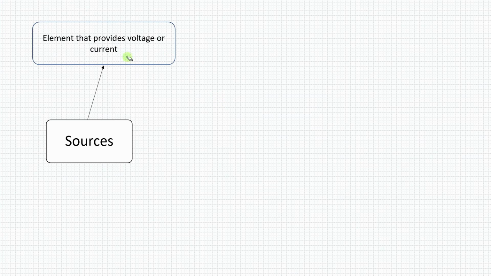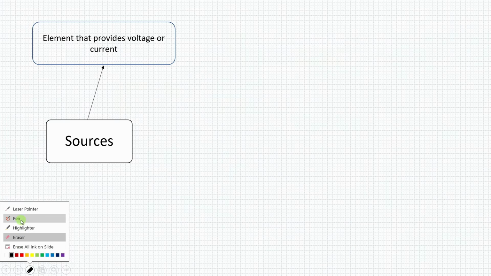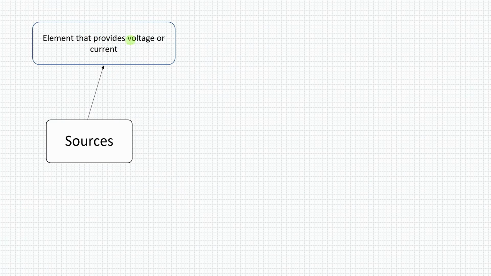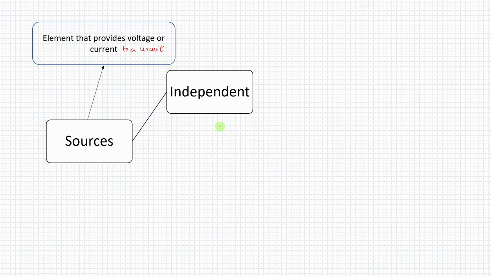So what is the definition of a source? A source is basically an element which either provides a voltage or current to the circuit. So the basic definition here is that the source is an element that provides voltage or current to a circuit. A very simple definition. Now, based on classification of sources, we can divide the source into, the first category will be an independent source.